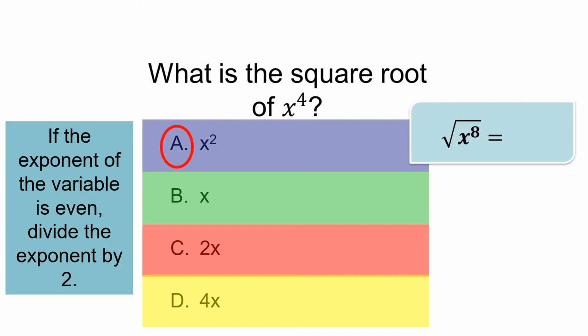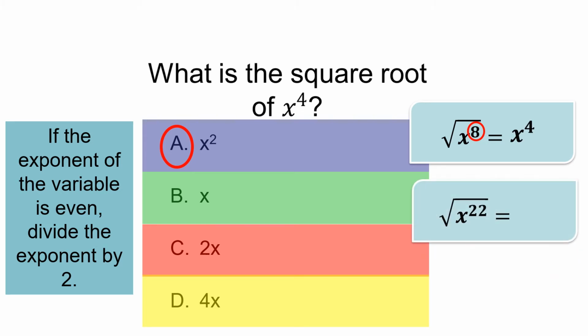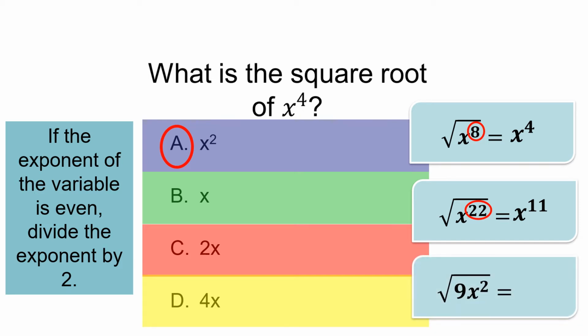Let's have the following example. Square root of x raised to 8 is equal to, very good, x raised to 4. Next, what is the square root of x raised to 22? Very good, divide 22 by 2, so we have x raised to 11. Next, square root of 9x squared. Very good. So the square root of 9x squared is 3x.